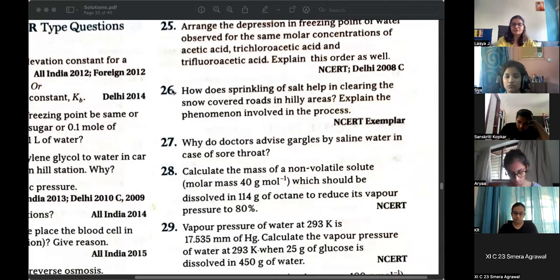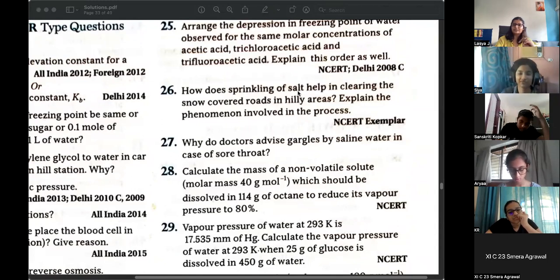This is an application of depression in freezing point. In cold countries and snowy areas, it's pretty dangerous to drive on snow. So when it snows, if you want to remove that snow from the roads, they add a whole lot of salt. Salt is anti-freezing. It lowers the melting point of water, so instead of staying as ice, it becomes water, and that can drain off to the sides and the roads can be free.